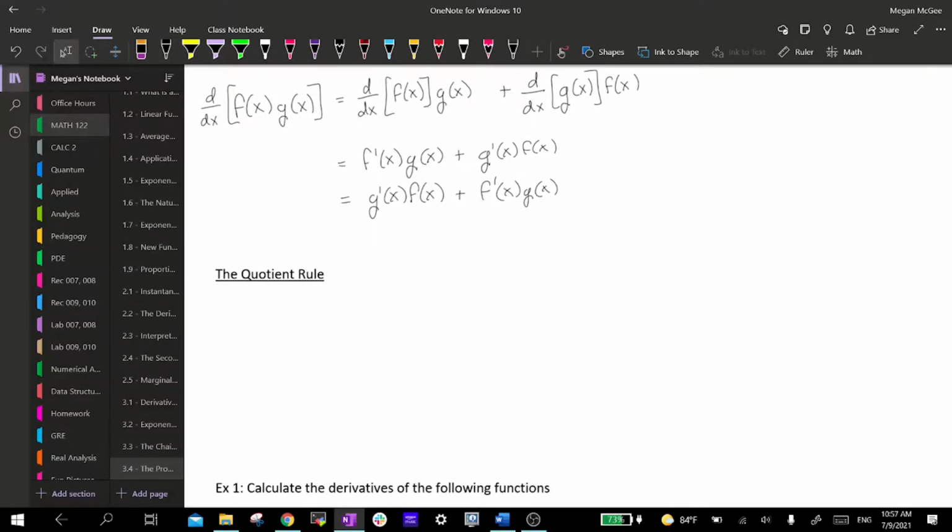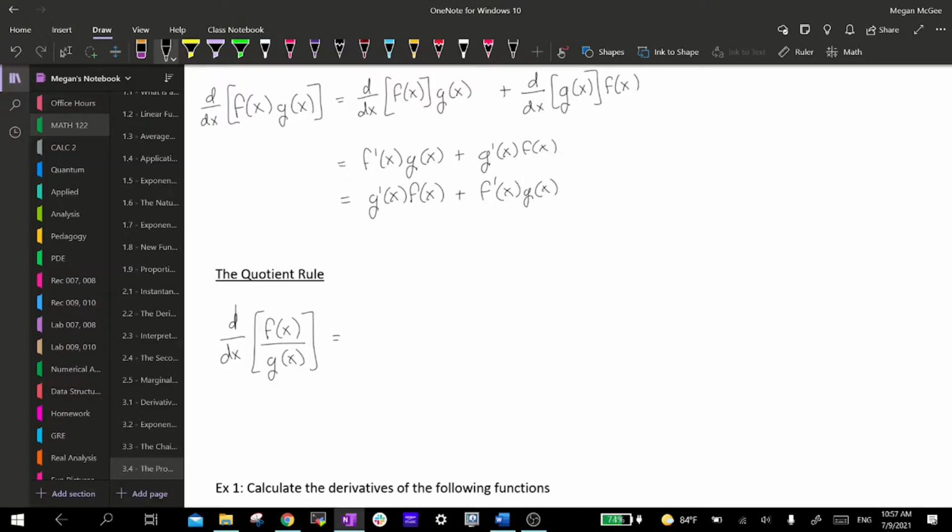Now we're going to look at the quotient rule, which is if we have a fraction, f of x divided by g of x, and we want to take this derivative. This is going to give us a nice big fraction.